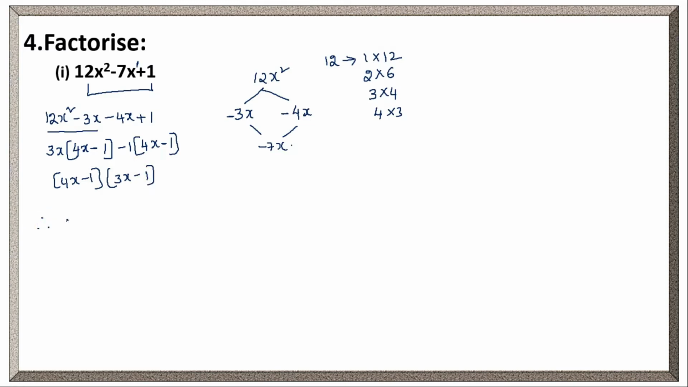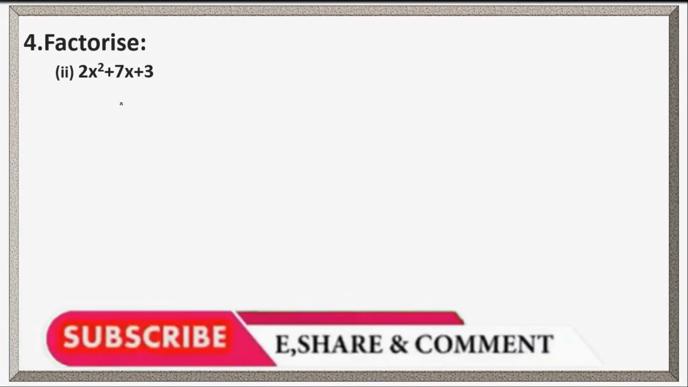In this way we can factorize any quadratic polynomial. 12x square minus 7x plus 1 is equal to the product of factors, 4x minus 1 into 3x minus 1. Yes or not? In this way we factorized this quadratic polynomial. What are the factors of 12x square minus 7x plus 1? 4x minus 1 and 3x minus 1 are the factors. Is this clear? Right.